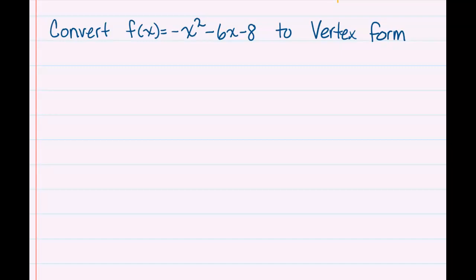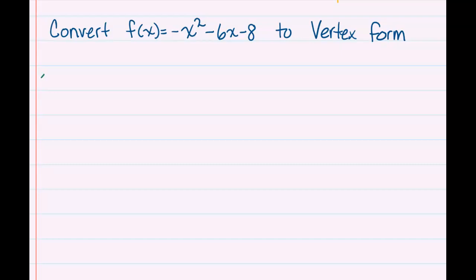This video will practice using completing the square to convert our function that is in standard form into vertex form. So our job is to convert f of x is equal to negative x squared minus 6x minus 8 into vertex form. One of the first things we need to do is to review what it is to be completing the square.